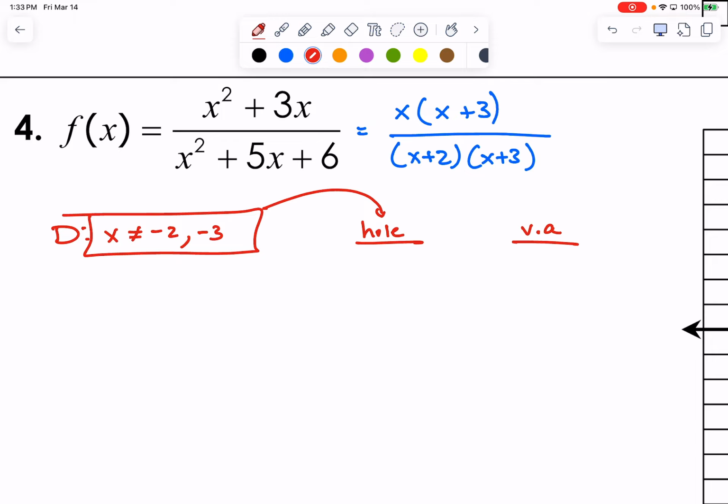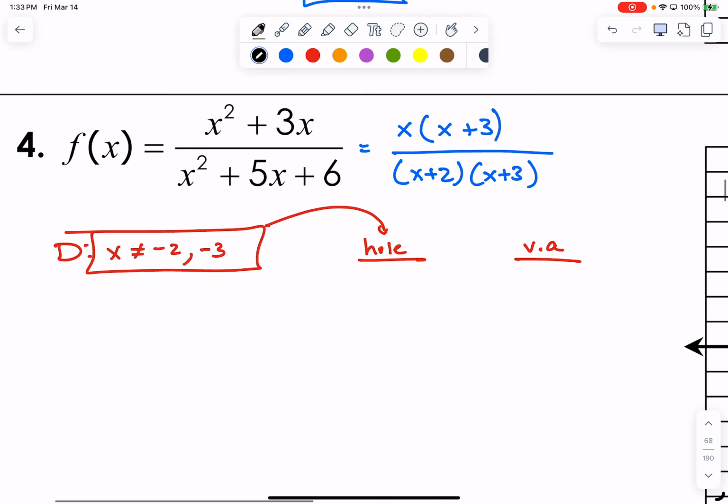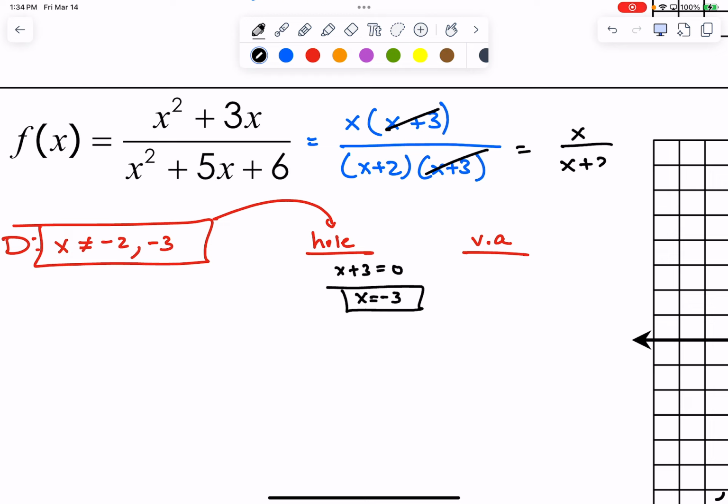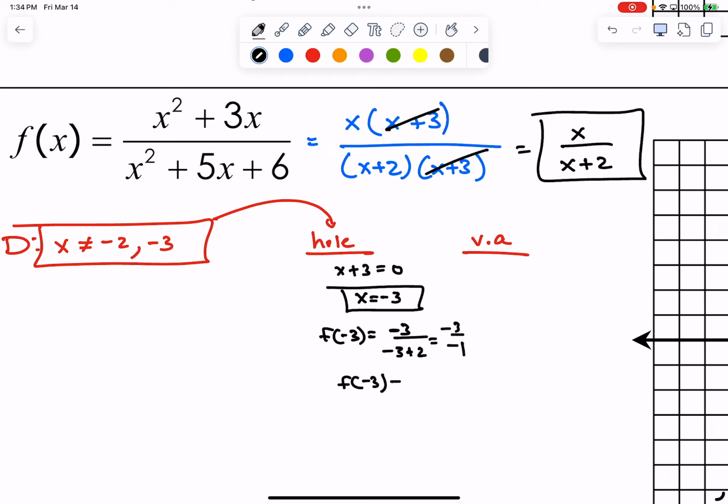Which one's going to be the hole? The plus 3. So what will that give you? Negative 3, because you set x plus 3 equal to 0. And so we get x equals negative 3. How do we find out where that hole is located? Plug it into my simplified equation. So I'm going to plug negative 3 in. So that's going to give me negative 3 over negative 3 plus 2, which will give me negative 3 over negative 1, which is what? 3. Which is 3. So my hole's at negative 3, 3.